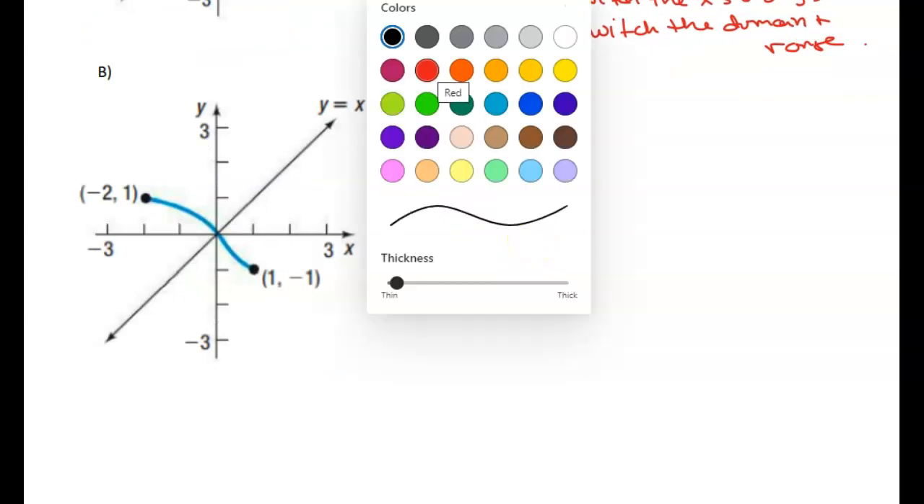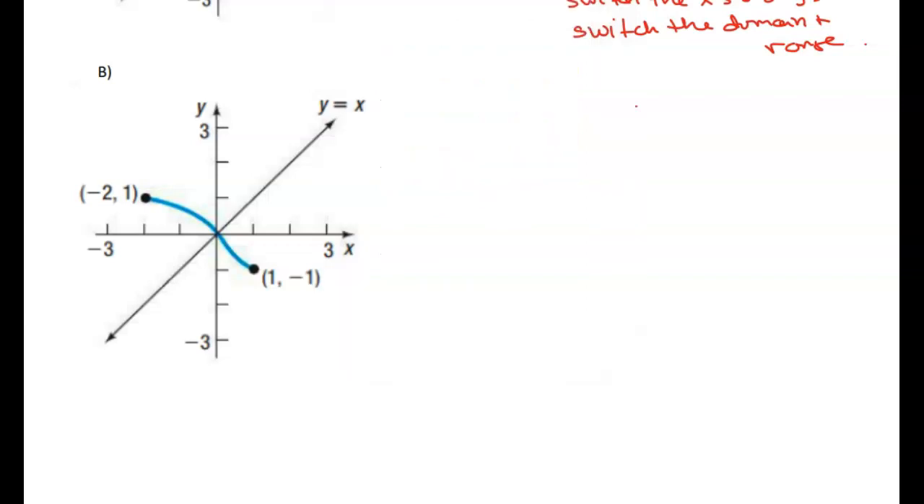Alright, so here we're not given as many points, but we can pick as many points as we want. So we have -2, 1. We also have 0, 0 here. And 1 and -1. And if you want to pick more, you can. So this point right here is like -1 and maybe 0.75.